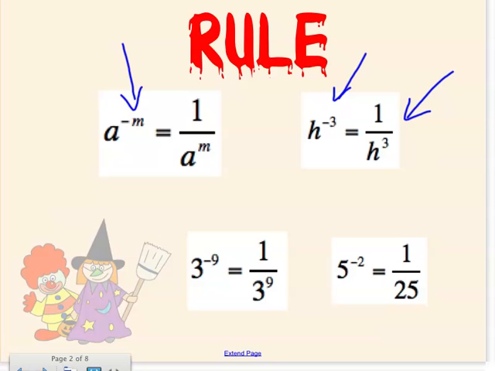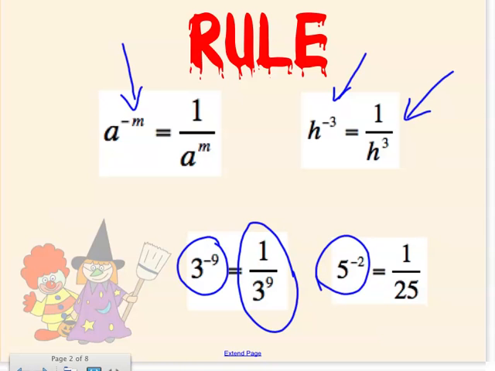Okay, so here's another one. 3 to the negative 9 is really just 1 over 3 to the 9th. 5 to the negative second is 1 over 5 to the second, and 5 to the second is 25. Okay, so that's the rule. Whenever you have a negative exponent, really it means it's a fraction.